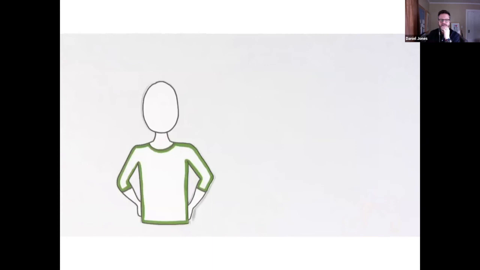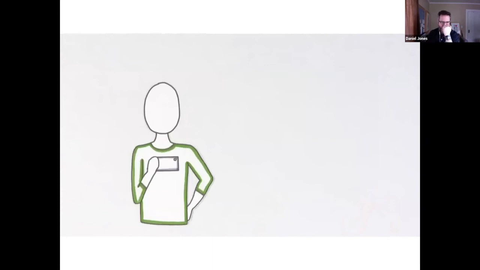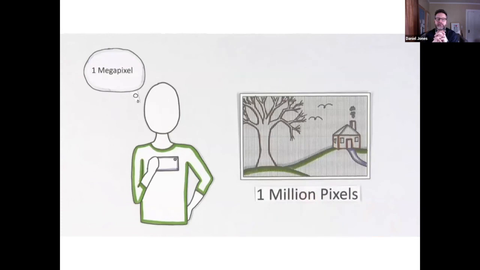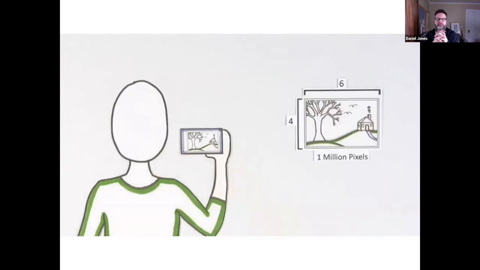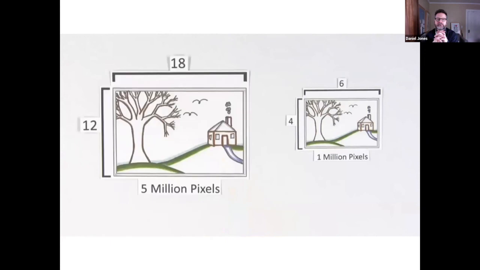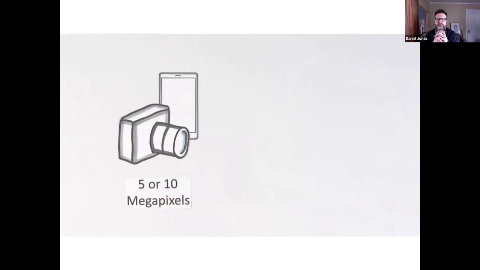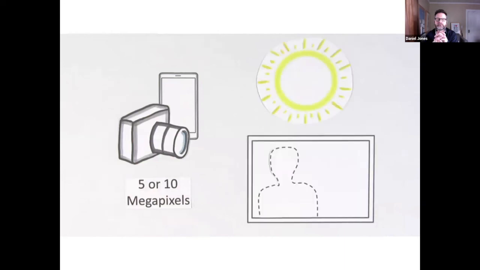After a bit of research, Neil found that his camera phone has a 1 megapixel camera, which means it captures 1 million pixels in an image. The image may look good on a small screen, but this number of pixels is only enough to print a small picture. For large prints, he would need a camera that captures millions more pixels. For example, a 5 or 10 megapixel camera, even on a smartphone, could capture more than enough pixels, especially if he learns the basics of lighting and composition.